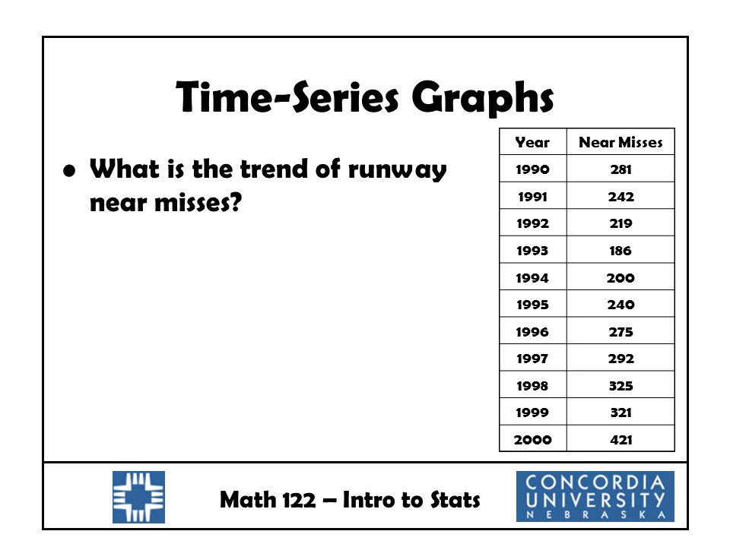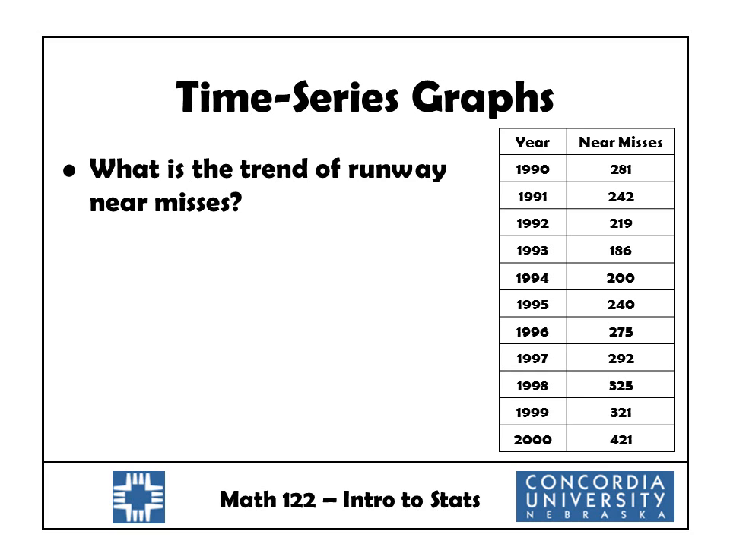Our next type of graph is a variation of the scatter plot that we just saw. This is what we call a time series graph. Here we have some more quantitative data that comes in pairs, and what we have is data on the number of runway near misses for different years. A runway near miss is where two airplanes almost run into each other on the runway.